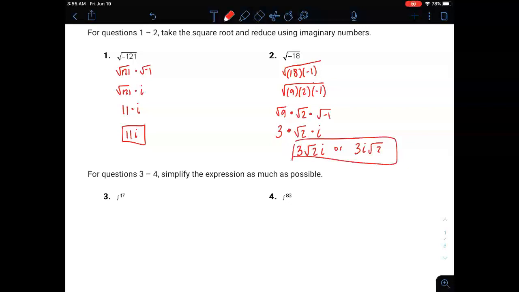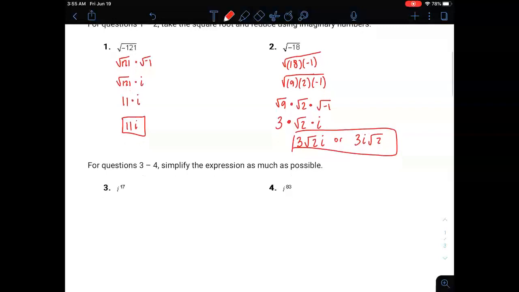Both are acceptable answers. All right. And the reason that I'm showing you that is because I don't want you to get tripped up if you see that online or if you see that as a potential answer on your computer scored tests. Okay. So both of those are acceptable answers.